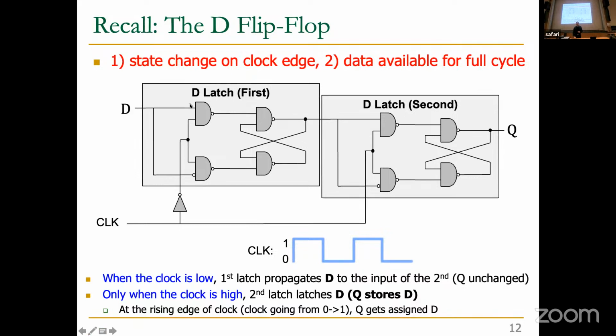So basically, the state changes on a clock edge, and the data is available for a full cycle, because what we did was we had the first latch behind the second latch. And this ensures that whenever the clock changes, when the clock is low, for example, the first latch propagates the value of D to its output. And whenever the clock changes from low to high, this is called the rising edge of the clock, the value of D that was propagated here gets propagated to Q because of the way clock is wired, as you can see, to the write enable signal of the first latch and the write enable signal of the second latch.